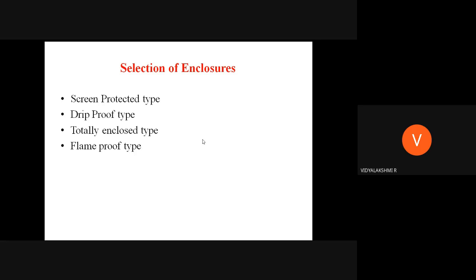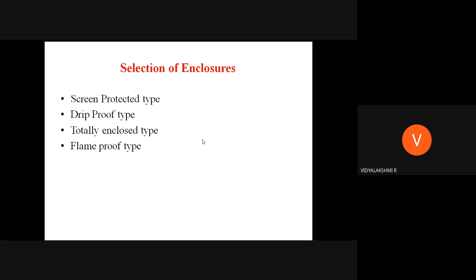This is to prevent environmental effects and contact with the motor. Sometimes rats and squirrels go inside the motor. In order to prevent that, I go with the selection of enclosure. So the first one is screen protected type. This type of enclosure has large openings which are covered by wire mesh.